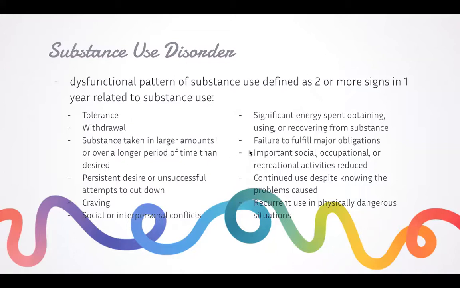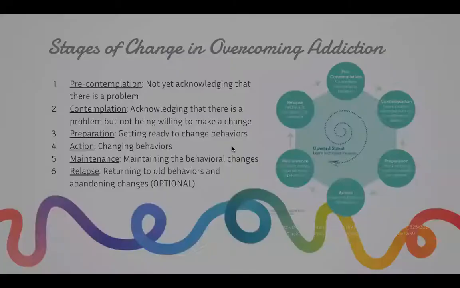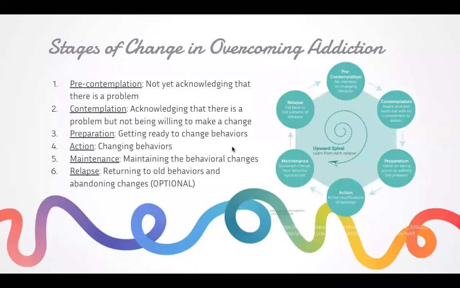Okay. So instead of talking about a specific disorder in this category, we're going to be looking at the stages of overcoming addiction. First, there's pre-contemplation, which is when an addict has not yet acknowledged that there's a problem. Second, there's contemplation, which is when the addict has acknowledged that there's a problem, but they're not willing to make a change. Third, there's preparation, where the patient's getting ready to do something and change their behavior, but they're not quite there yet. Fourth, there's action, when the patient is in the process of changing their behaviors. Fifth, there's maintenance, when the patient, obviously, maintains their behavioral changes.